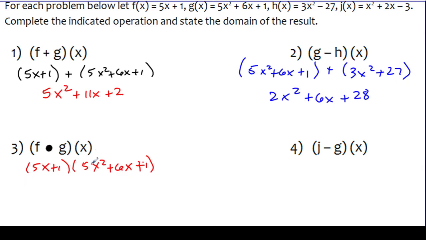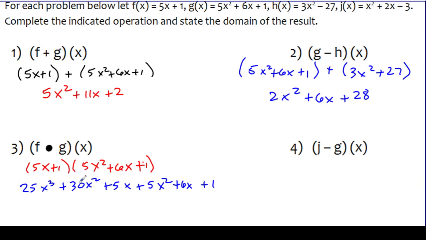So 5x times 5x squared is 25x cubed. 5x times 6x is 30x squared. 5x times 1 is 5x. Then I'm going to do the same thing with 1. 1 times each of these is actually just going to repeat the expression: 5x squared, 1 times 6x is 6x, 1 times 1 is 1. Now I just need to look at these 6 terms and combine like terms.